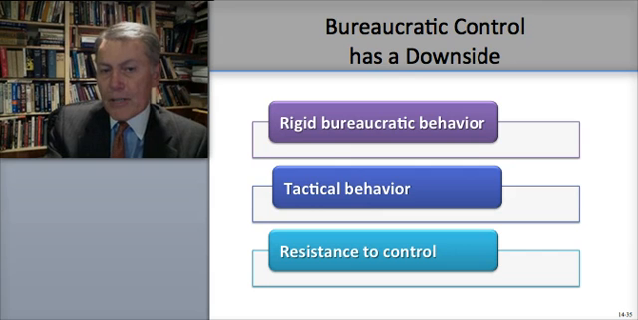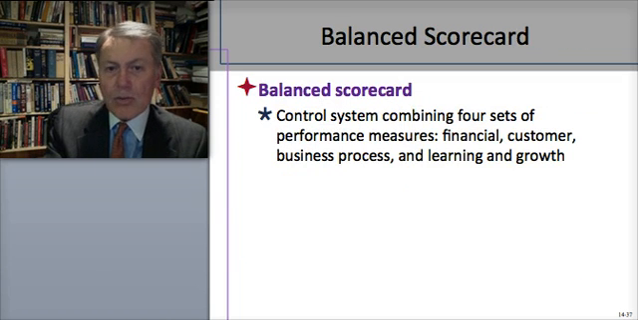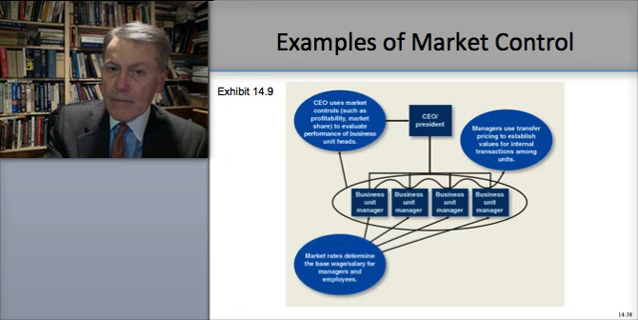Now, bureaucracy is not a bad word, but bureaucratic control has a downside, such as rigid bureaucratic behavior, tactical behavior, and resistance to control. More effective control systems are based on valid performance standards. They communicate adequate information to the employees. They are acceptable to the employees. They use multiple approaches. They recognize the relationship between empowerment and control. A balanced scorecard is a control system combining 4 sets of performance measures: financial, customer, business process, and learning and growth. Examples of market control are seen in Exhibit 14.9.